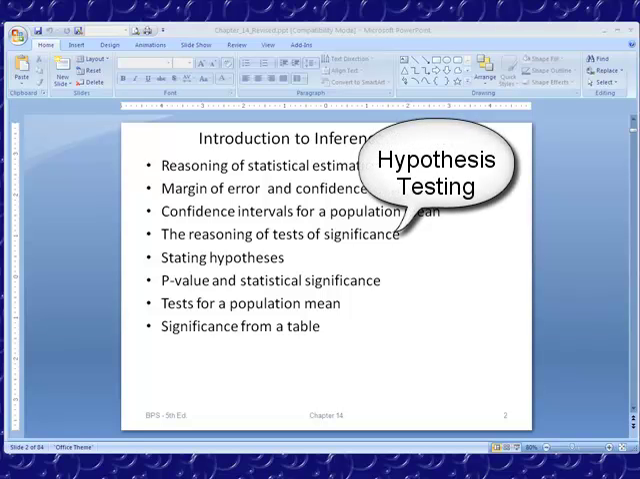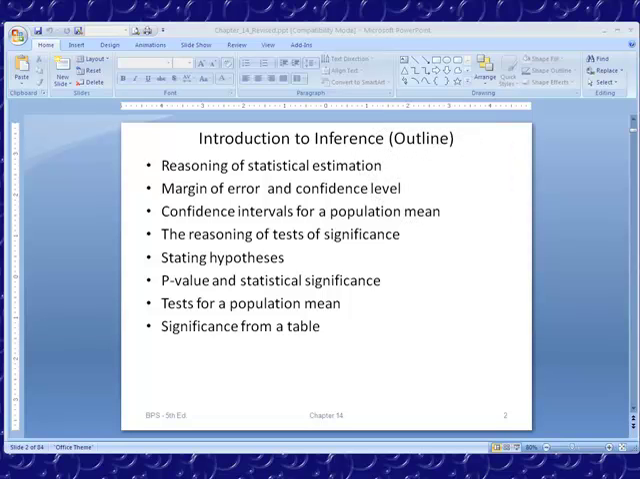Then the reasoning behind tests of significance or hypothesis testing. We're going to learn how to state hypotheses, the p-value and statistical significance, tests for a population mean, and significance from a table.